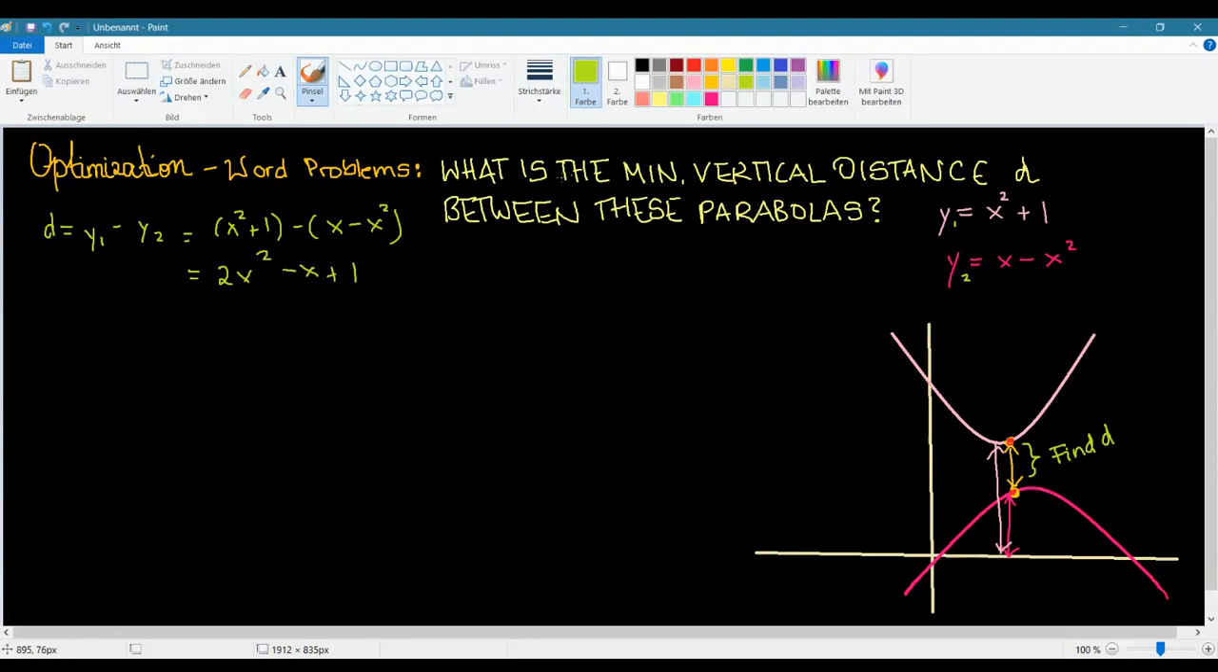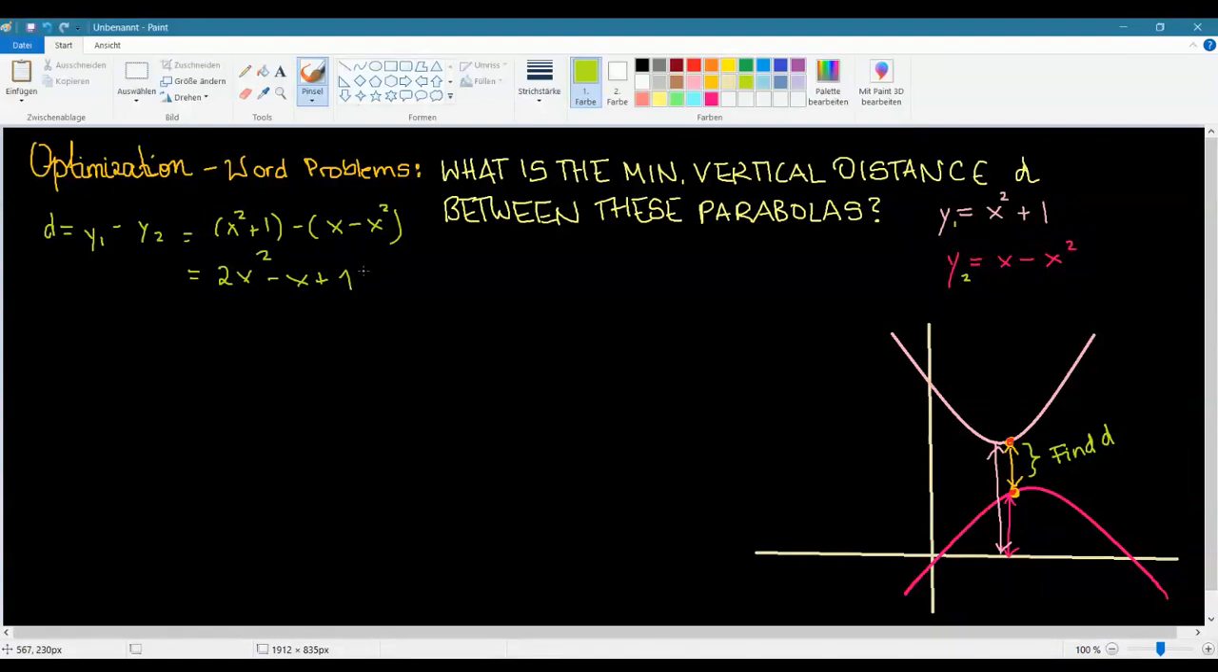Well, now what we have to do is take the derivative of that. I'm not sure if that looks readable, so let me just do it again. Minus x plus 1. So now we have to take the derivative of d. And the reason we have to do that is, kind of think about how we do it when it isn't a word problem, right? This is our original function, kind of.